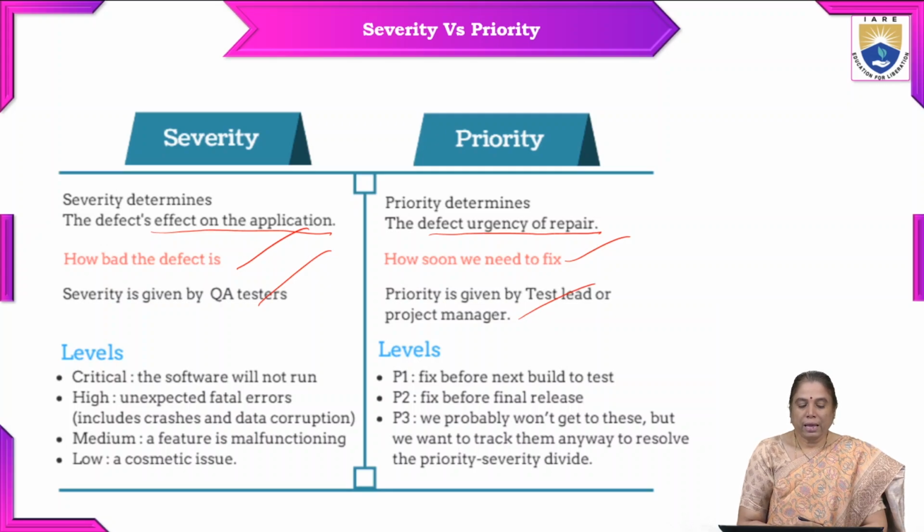The levels of severity are generally blocker or critical, meaning the software will not run; high, unexpected fatal errors; medium, a feature is malfunctioning; and low, a cosmetic issue. In the case of priority levels, P1 is fixed before the next build to test. P2 is fixed before the final release. P3, we probably won't get to this. So the ranking of the fixing of defects is generally indicated with the priority levels.